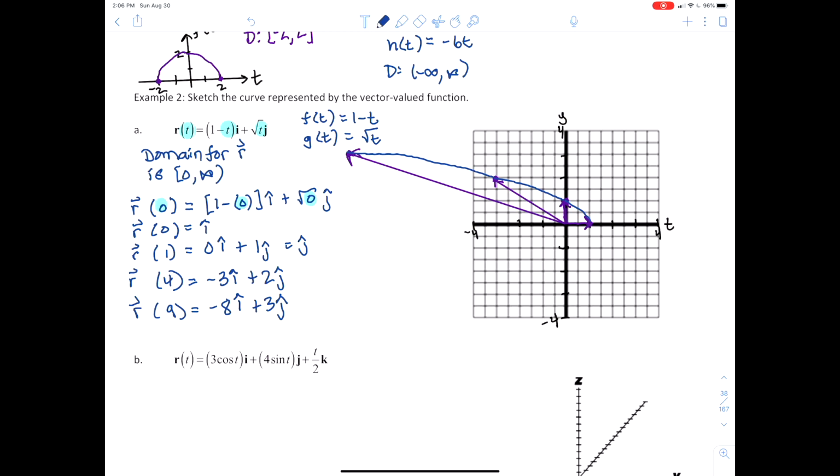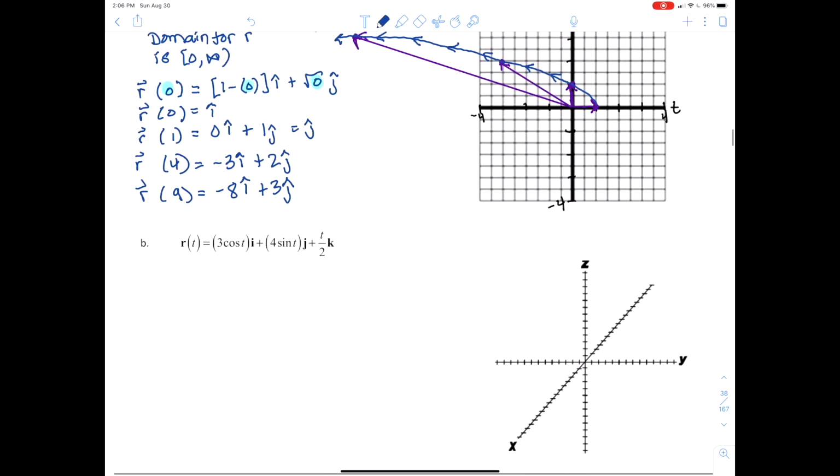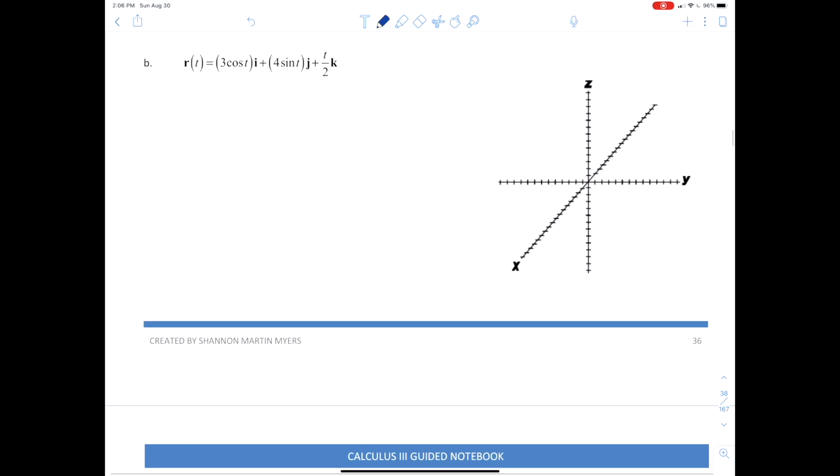And then we know the direction it's going is this way because that's the way our vectors are pointing. And it would just keep going on. Cool? All right. So let's take a look at our next example. So this one is in space, right? And this, you're going to love this, all right?